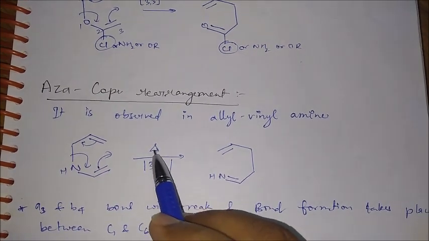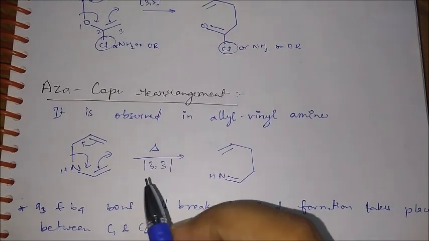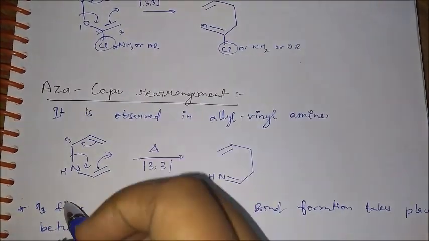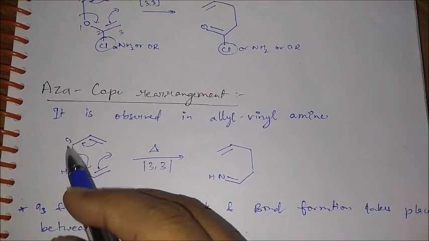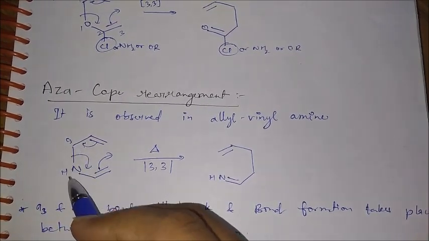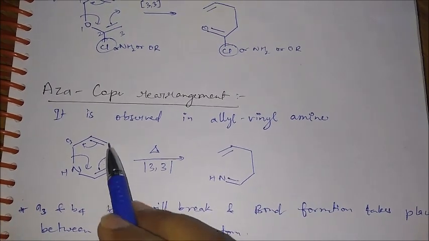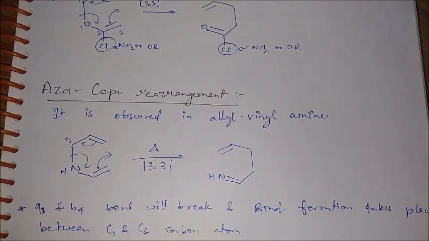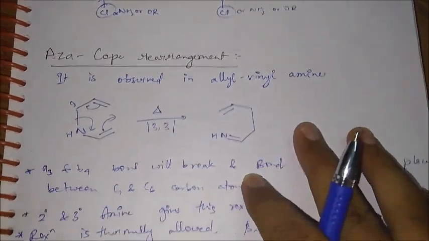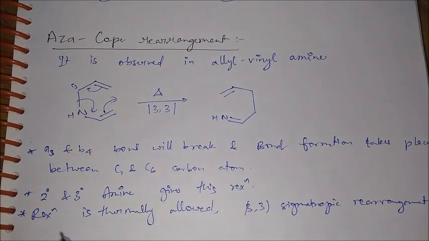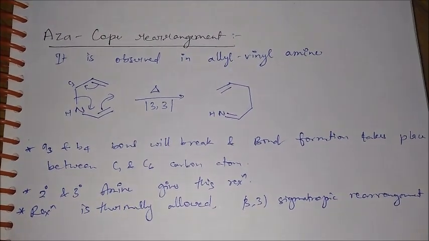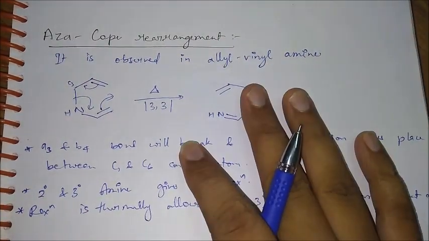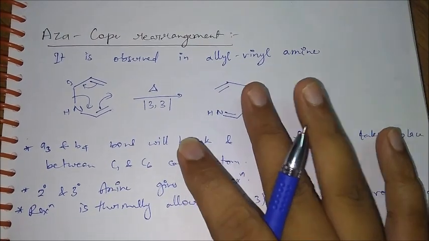The condition will be thermal, and it is written A3 and B4 because these groups are different, but between the third and fourth positions the bond will break, and a new bond will be formed between the first and sixth positions. Alright, now 2 degree and 3 degree amines give this reaction, and the reaction is thermally allowed. Okay, and 3,3-sigmatropic rearrangement occurs. So these were certain reactions and rearrangements which come under sigmatropic rearrangement.